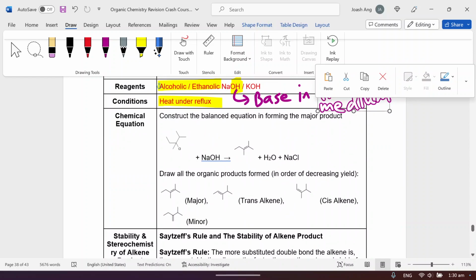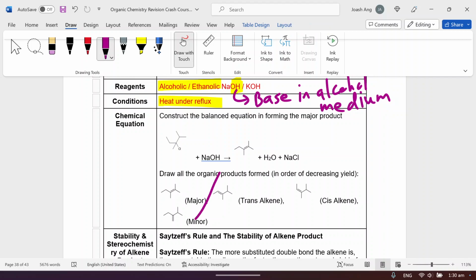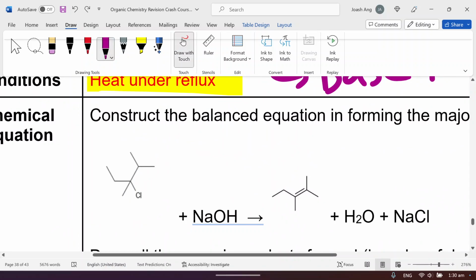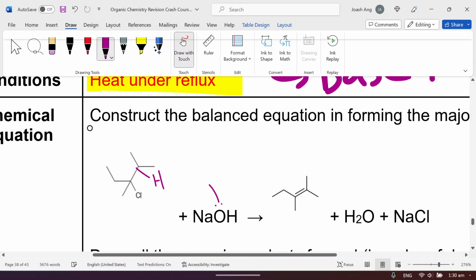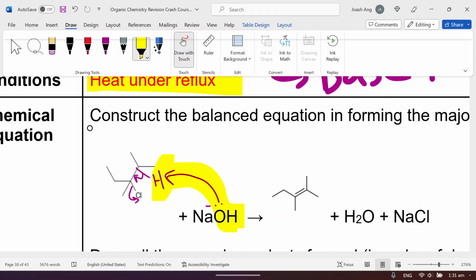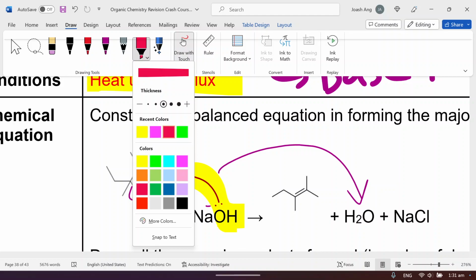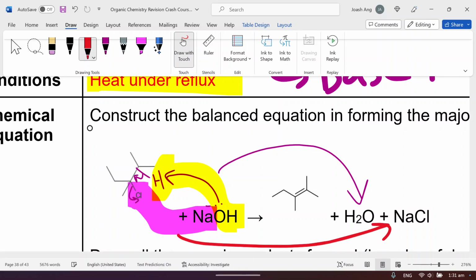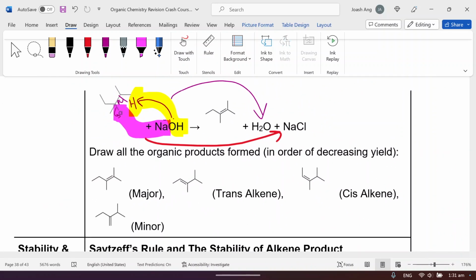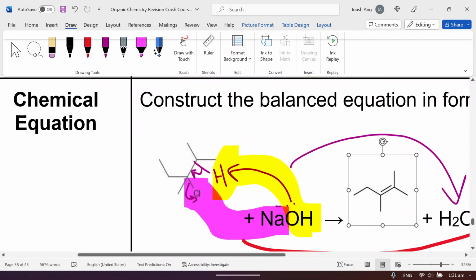This is the chemical equation. So the OH minus, you can see it. Let me go a bit closer. The hydrogen, okay, this is too large. The OH minus will abstract the hydrogen, form a double bond, and then the Cl will leave as a Cl minus. So this will form water, whereas the Cl minus goes with the sodium to form sodium chloride.